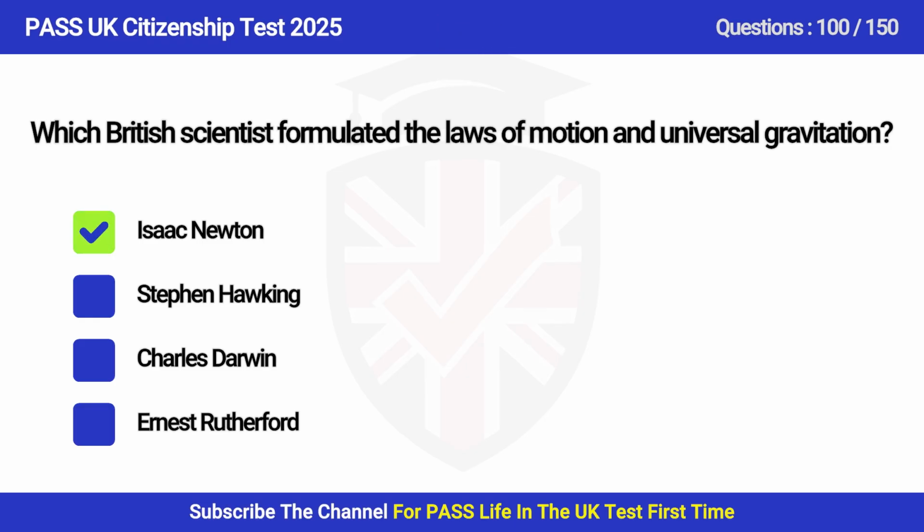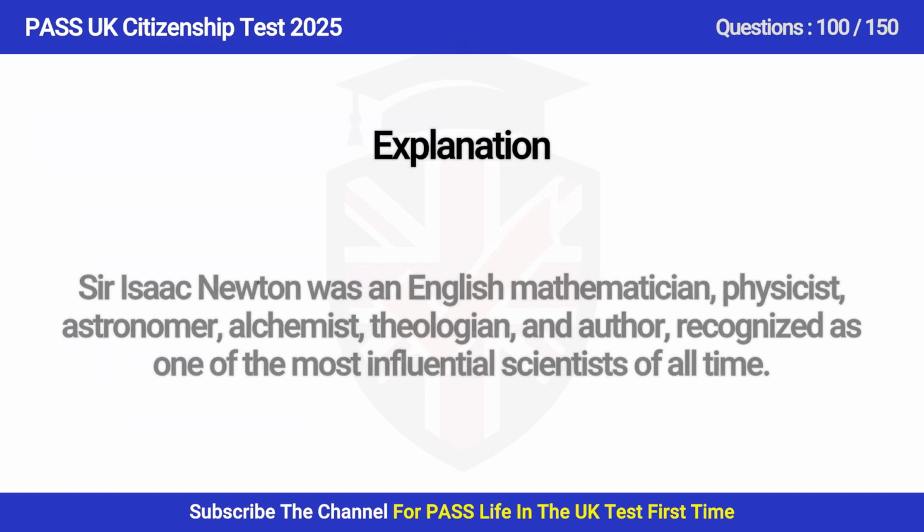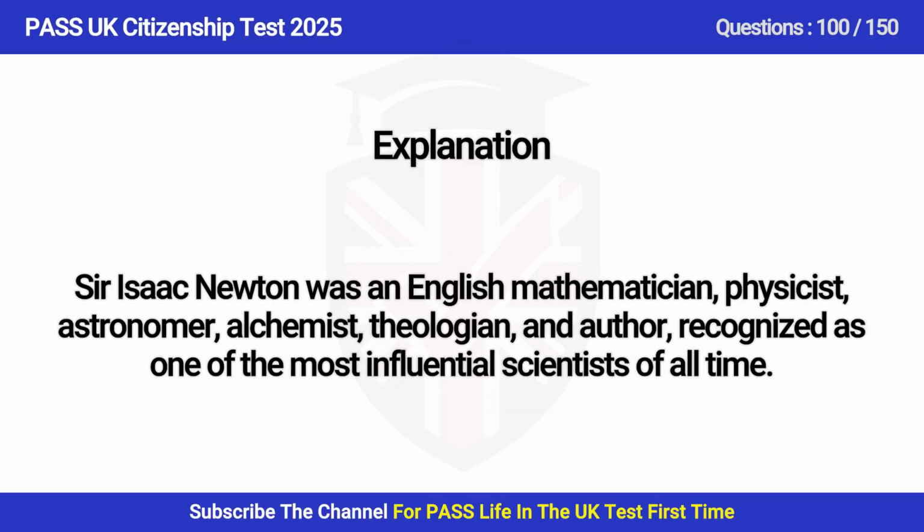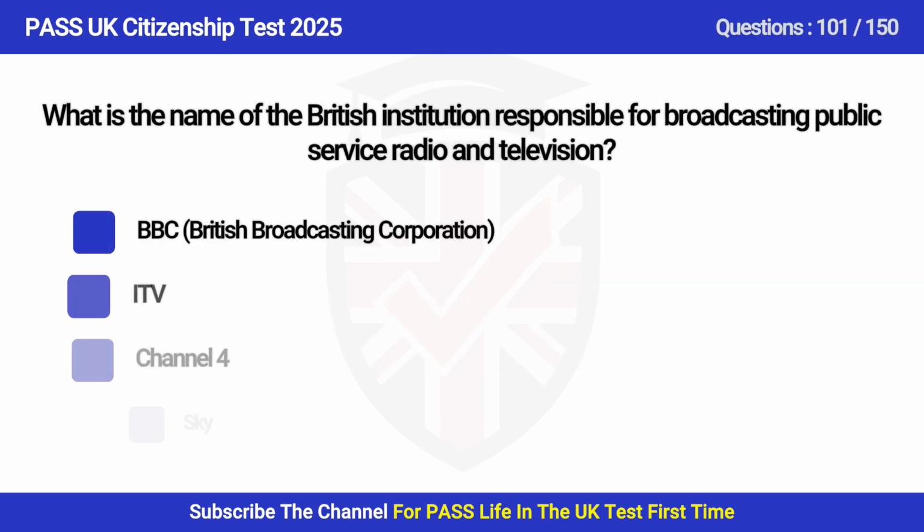The answer is A. Isaac Newton. Sir Isaac Newton was an English mathematician, physicist, astronomer, alchemist, theologian, and author, recognized as one of the most influential scientists of all time. Question 101. What is the name of the British institution responsible for broadcasting public service radio and television? A. British Broadcasting Corporation. B. ITV. C. Channel 4. D. Sky.